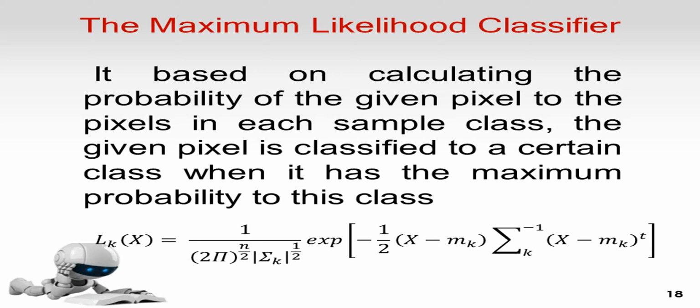The maximum likelihood classifier is based on calculating the probability of the given pixel to the pixels in each sample class. The given pixel is classified to a certain class when it has the maximum probability to this class.